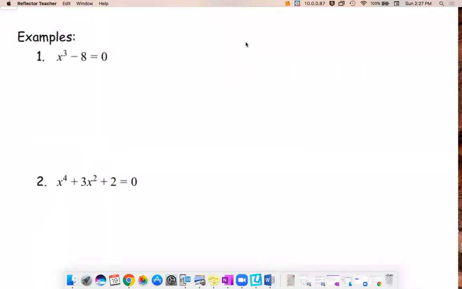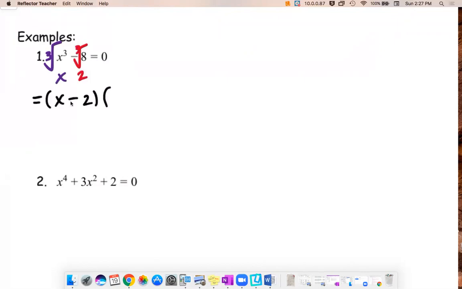Okay, so this one I can tell is going to be a difference of cubes because I can do the cube root of each of these numbers and there's a minus sign in the middle. So we're going to start by doing the difference of cubes factoring. We do the cube root of each of these things. The cube root of x cubed is x, and the cube root of 8 is 2. So then we can factor this using the patterns above into x minus 2.